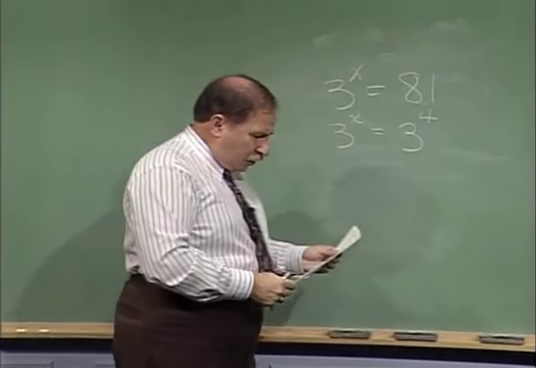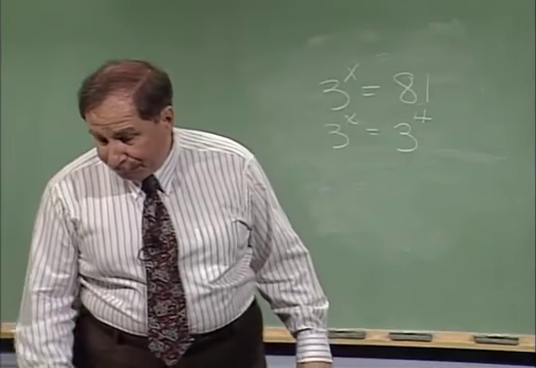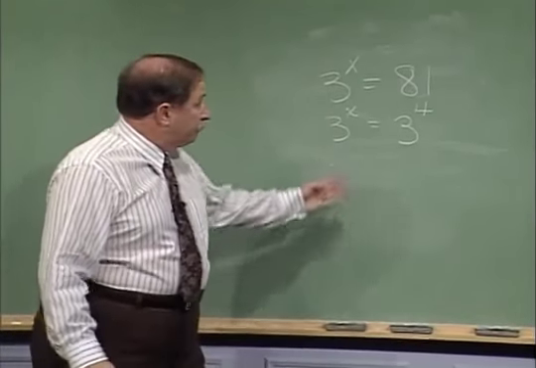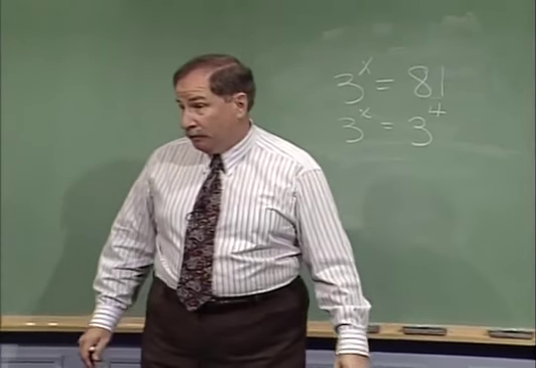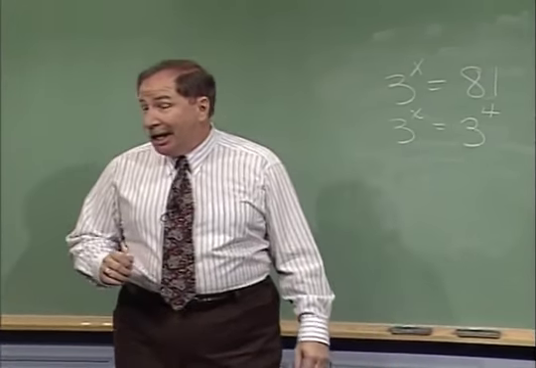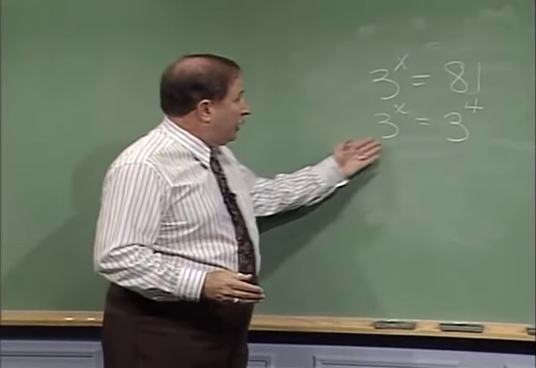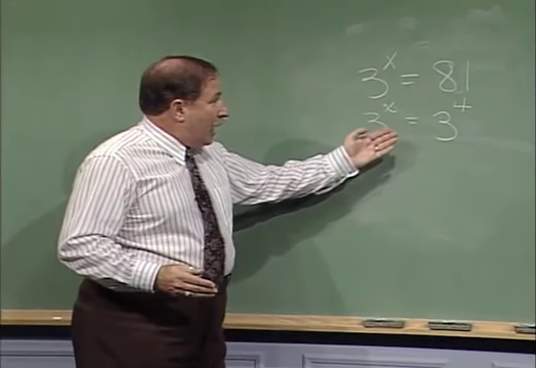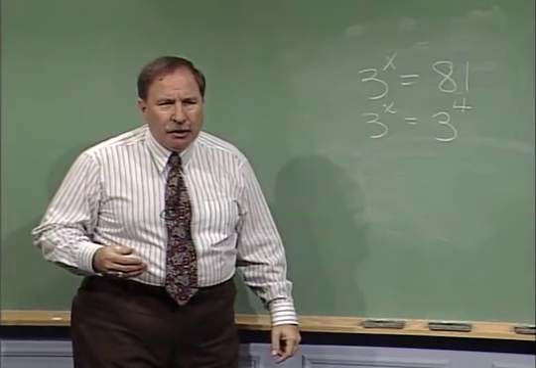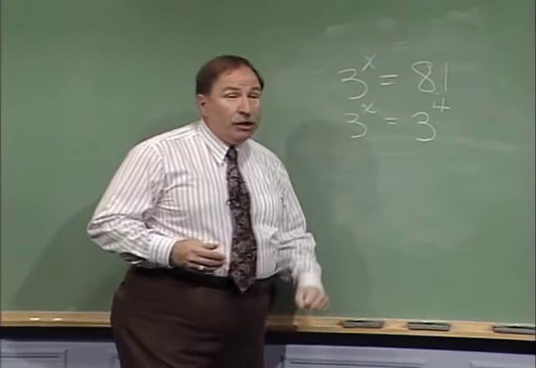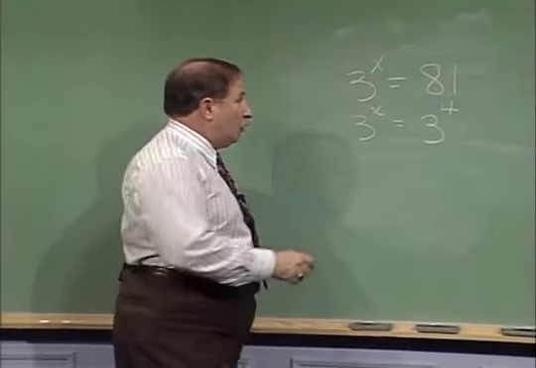Now, let me ask you a very, very simple question. Two numbers are equal. They have the same base. What do you know about the power? What you should say is that the powers have to be the same, because you couldn't have 3 to the 4th and 3 to, let's say, the 5th be the same number. That's silly. It couldn't be. So if 3 to the x and 3 to the 4th are equal, and 3, of course, is equal to 3, then x must equal 4.